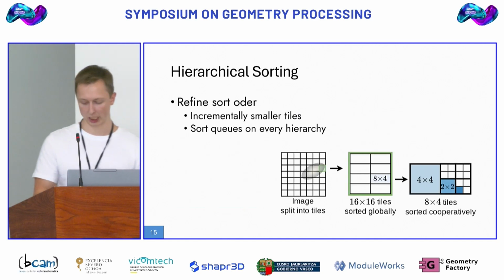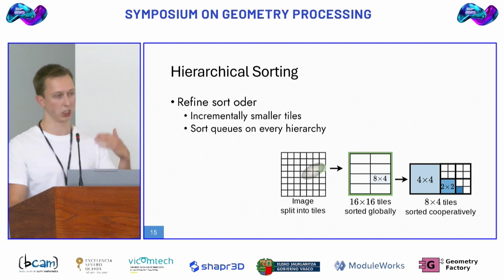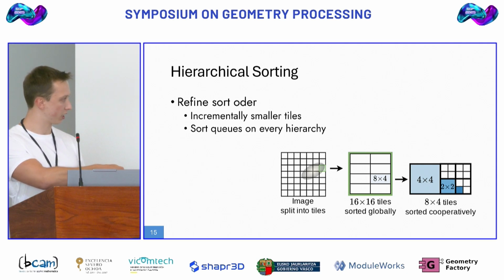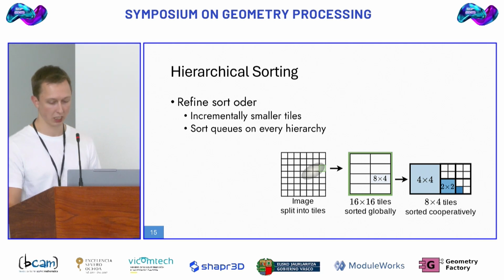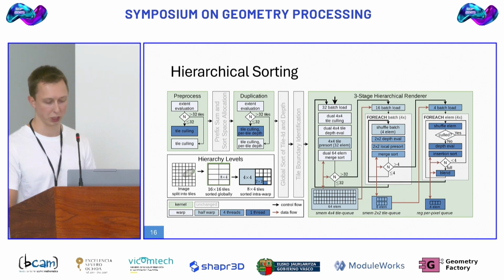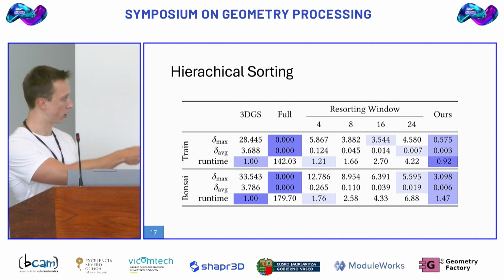This is where we can make use of a hierarchical sorting scheme. The idea is to refine the sort order by introducing additional sorting layers. If we have a tile here, we divide it into smaller tiles and smaller tiles and smaller tiles, and have a sort queue per individual sorting layer. I will not get too much into details here. As you can see, it is quite complex to do this efficiently on the GPU. However, what is important is that in the end, the error is drastically smaller compared to default Gaussian splatting, while the performance is pretty much similar.